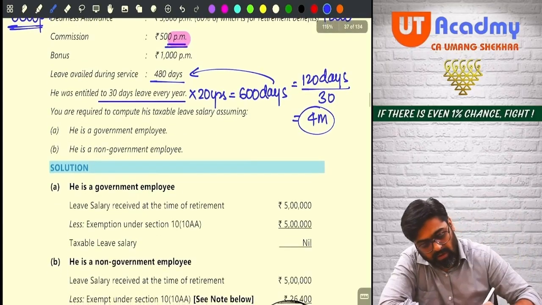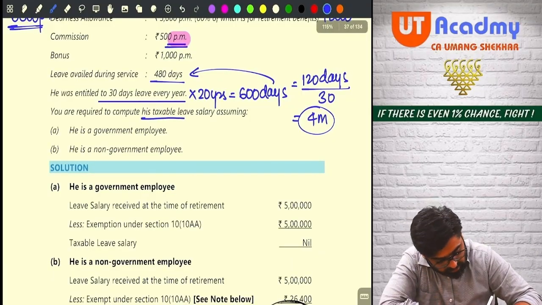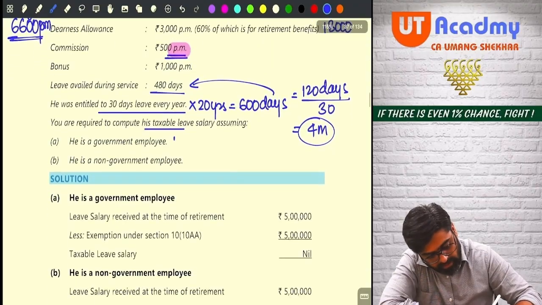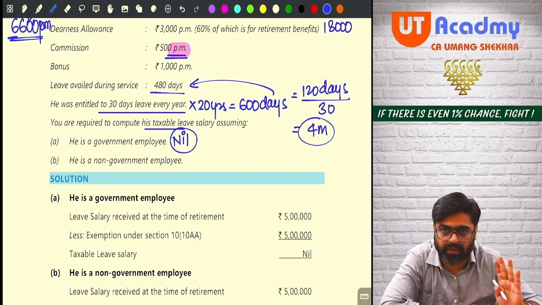Now wait, if you are a government employee, what will be your taxable leave salary? It will be 5 lakh minus 5 lakh, it will be nil. Okay, no? Taxable leave salary will be nil.